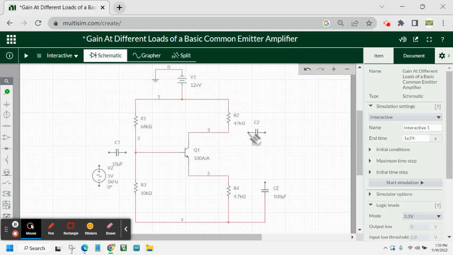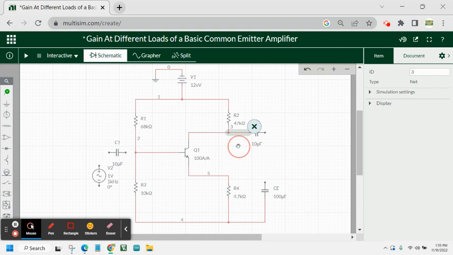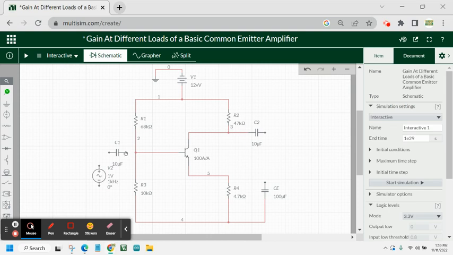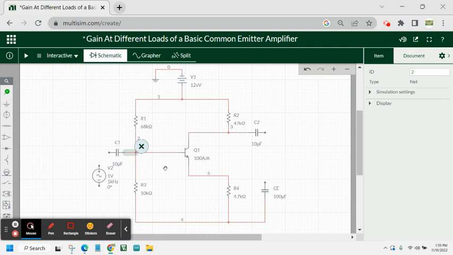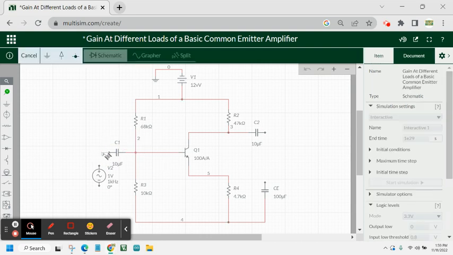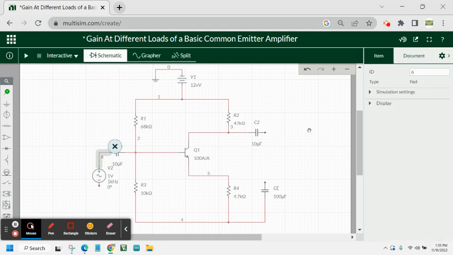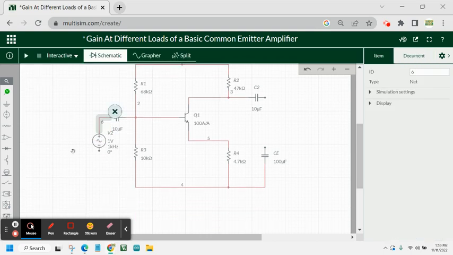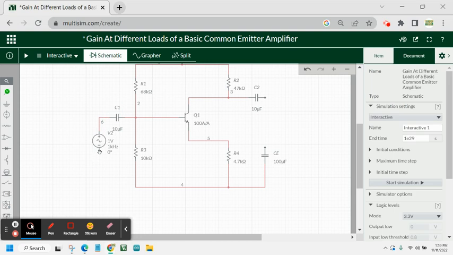Now the capacitor C2, which is connected to the collector, will be here, and the capacitor C1 will be connected to the base of the transistor. And then the other side of the capacitor will be connected to the AC voltage source here, which will be representing the input voltage.